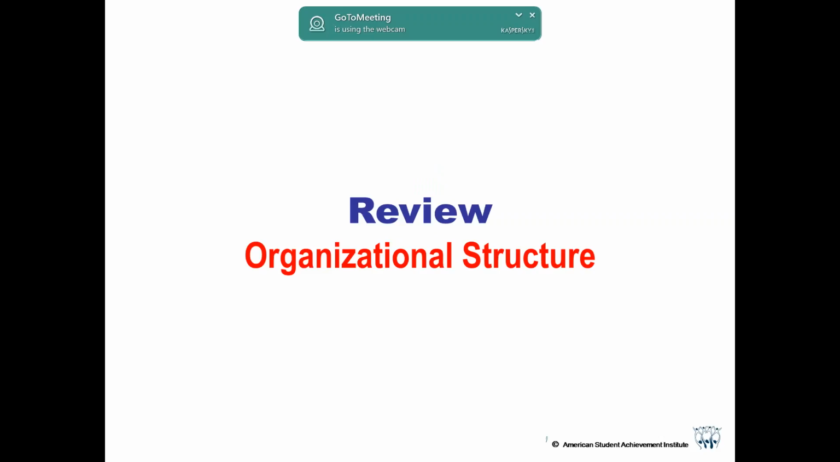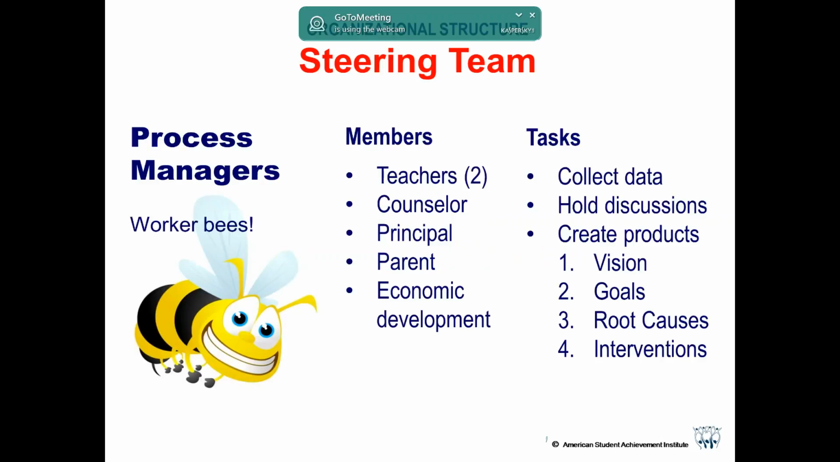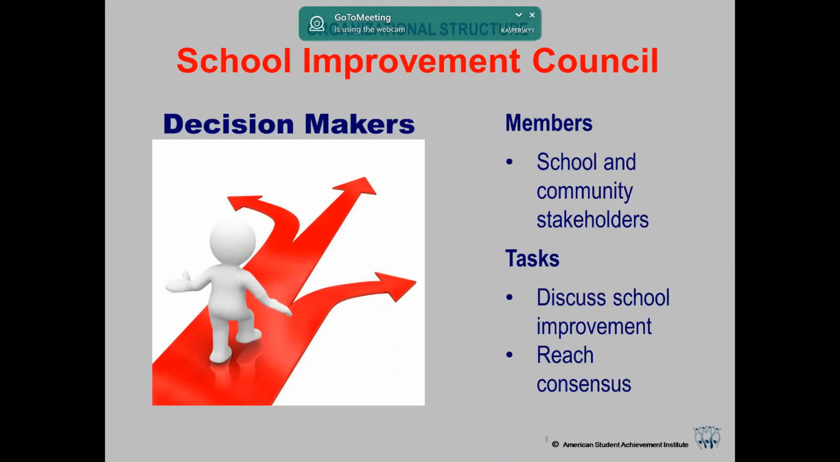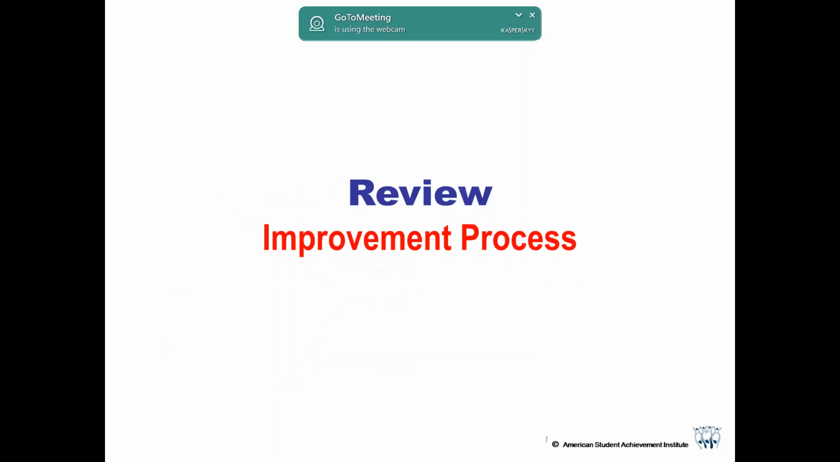One is just looking again at the organizational structure, just reminding people that you have different types of people on your steering team. These are your worker bees. Their job is to manage the process of school improvement. This year we're not using student body because of your time constraints. We're not using improvement council because of time constraints. We'll reintroduce that next year.